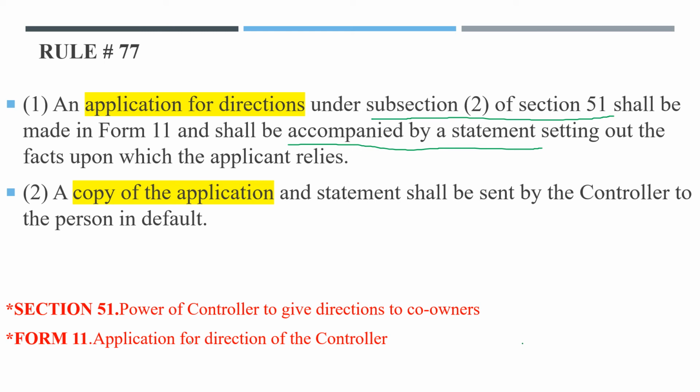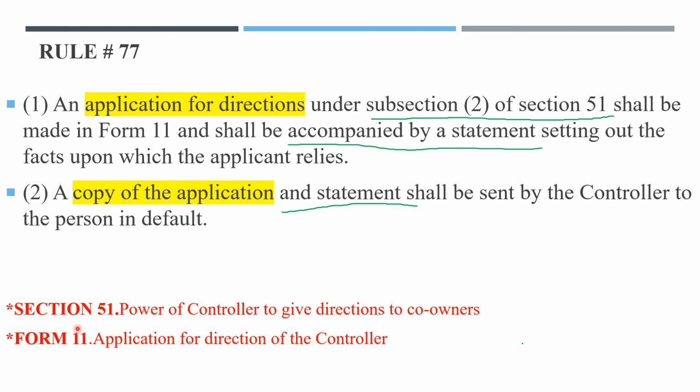Now sub rule 2 says a copy of the application and statement shall be sent by the controller to the person in default. There is a little difference. If you compare sub rule 2 of rule 76 and sub rule 2 of rule 77, you can find the difference regarding the persons. The rest is all the same. So the only difference is in the persons, nothing else.